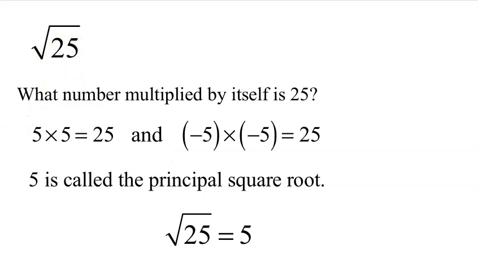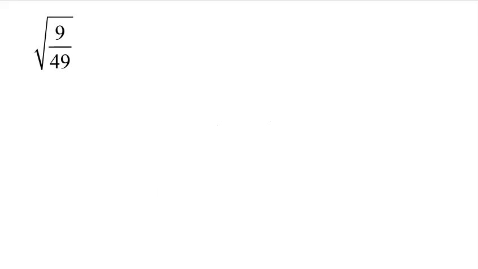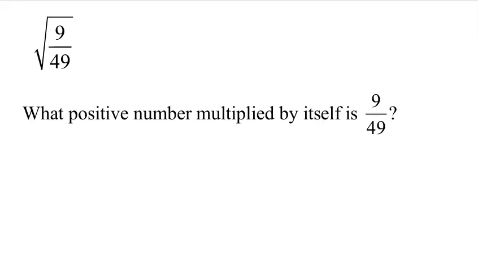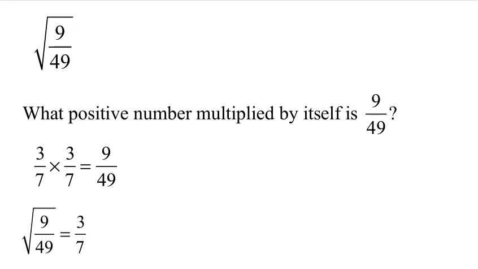That's our process. So if I ask for the square root of 9/49, again, I ask myself, what number times itself is 9/49, except we want the positive number so that it is the principal square root. And we know that 3/7 times 3/7 is 9/49. So the square root of 9/49 is 3/7.